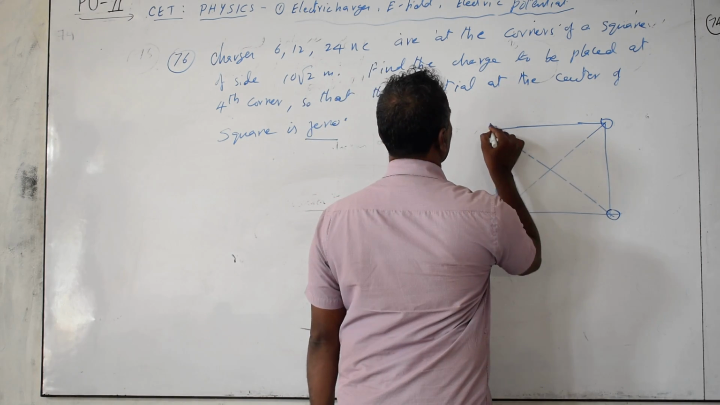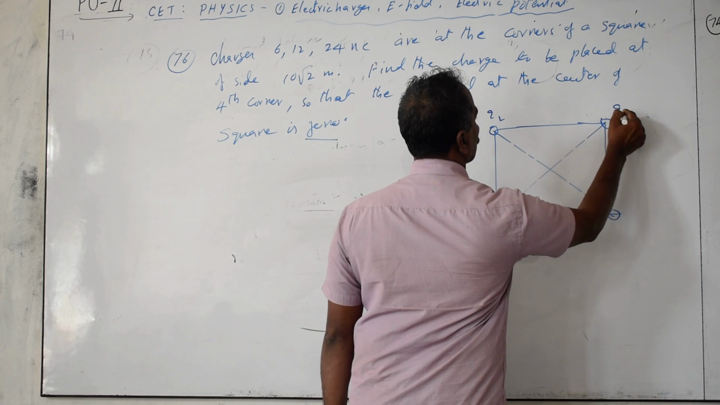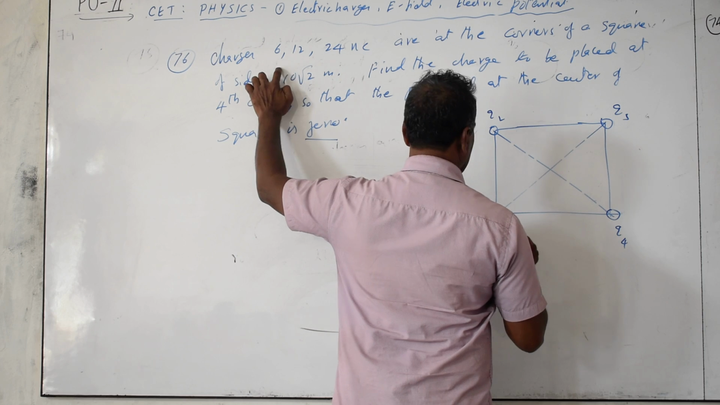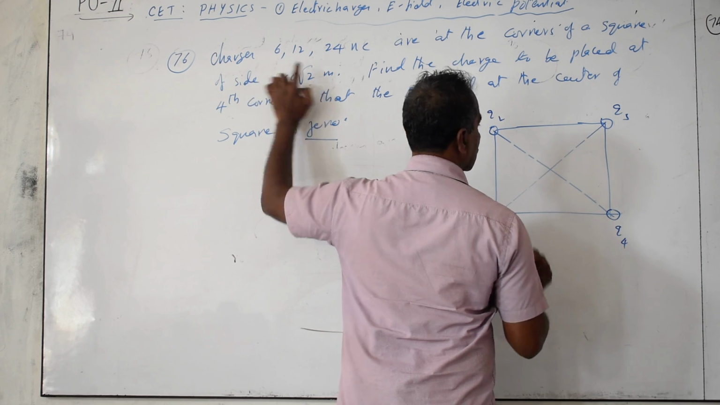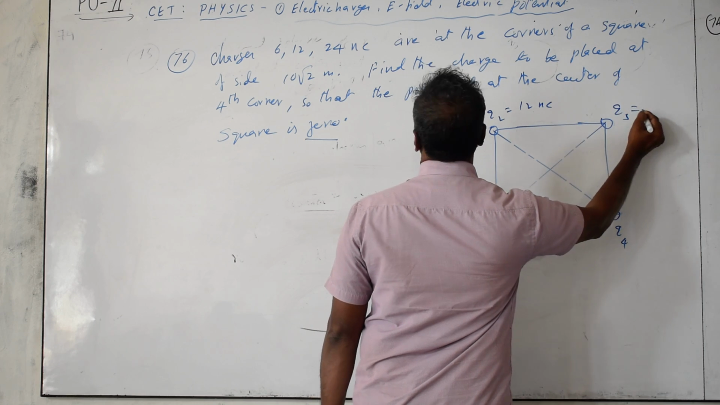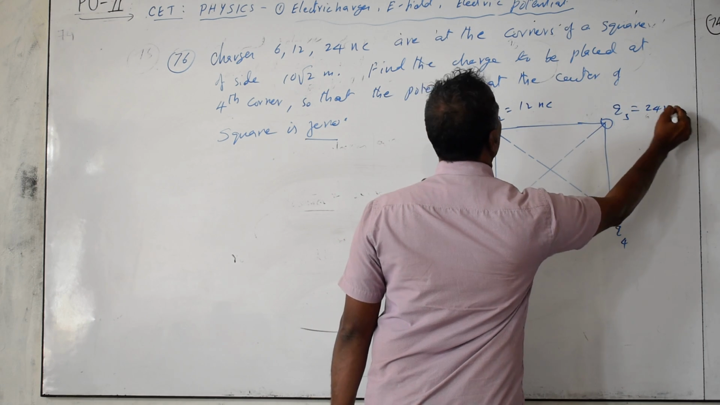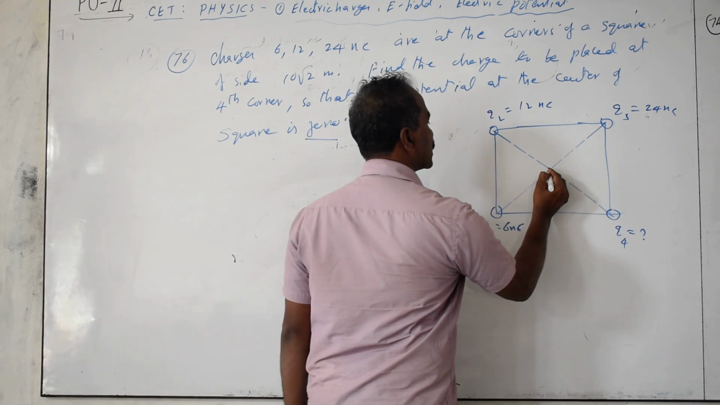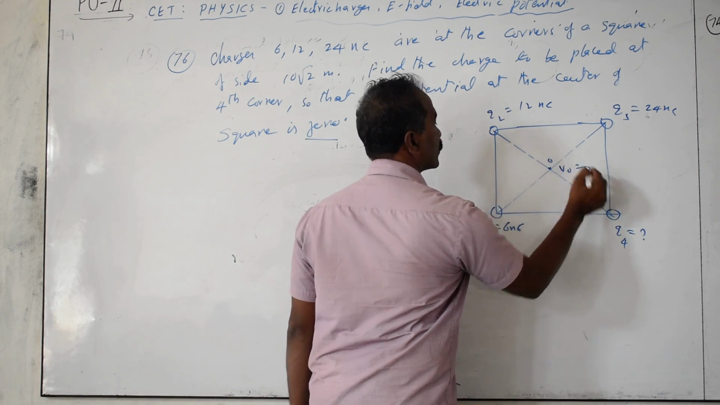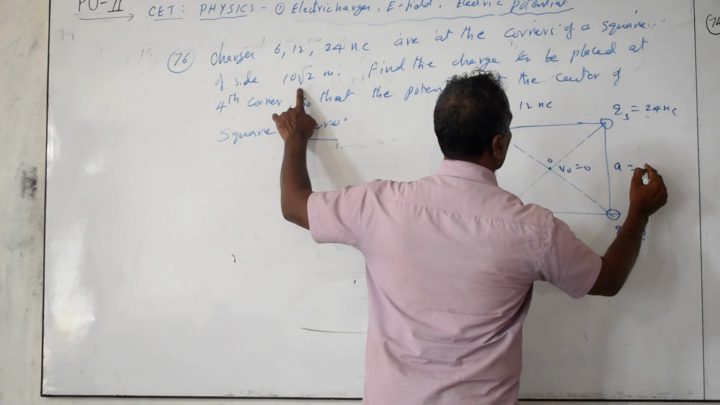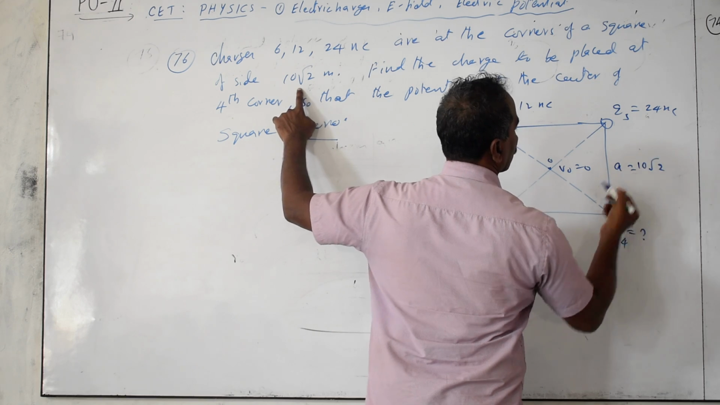Q1, this is Q2, say Q3 and Q4. You can take them as A, B, C. Q1 is 6 nanocoulombs, 6 into 10 to the power of minus 9 coulombs. Q2 is 12 nanocoulombs. Q3 is 24 nanocoulombs. Only 3 are given; Q4 you have to find out, so that the potential at the center, this O I will take, V O equals 0. Each side length is given. Side a is 10 root 2 meters. You can take a or root L, your choice.